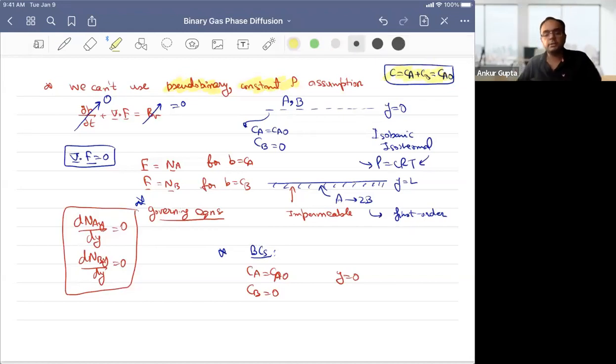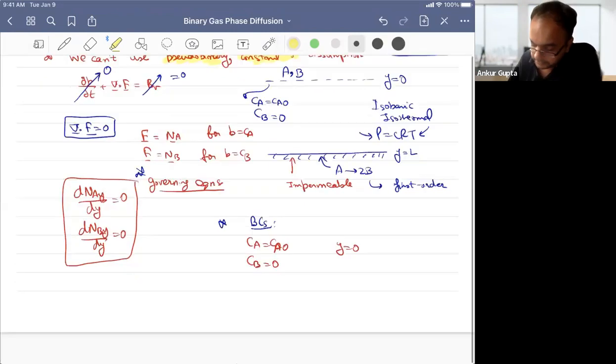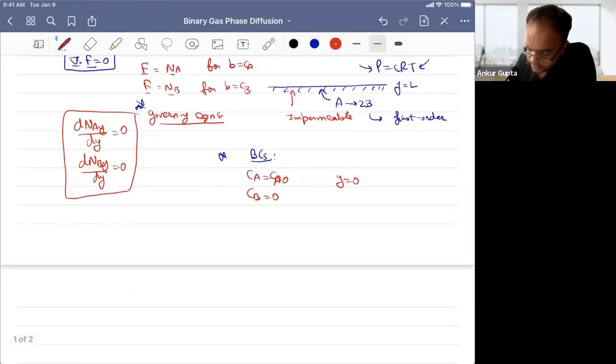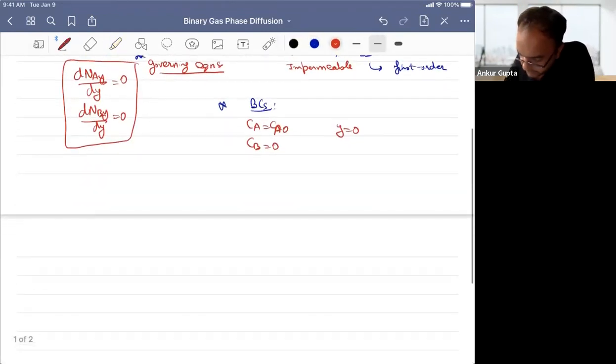And this is equal to Ca naught. Okay, so now we get C is equal to Ca naught, C is equal to 0 at y equal to 0. Now the second part, which is the second condition, is interesting, and that's the one where we'll do the interfacial balance.